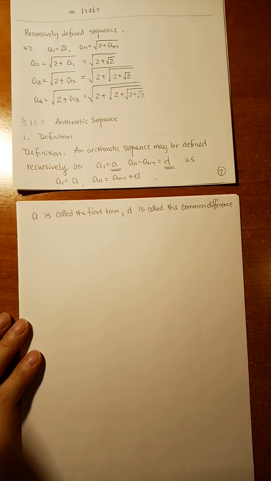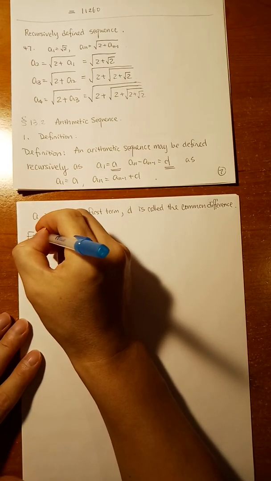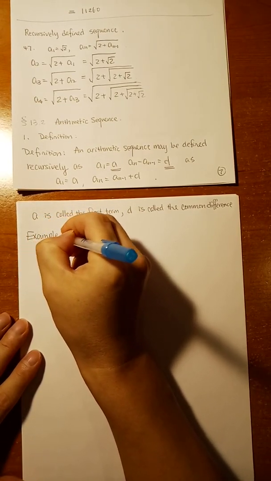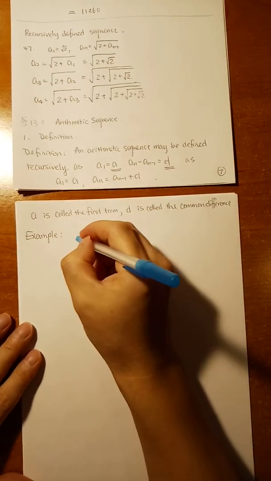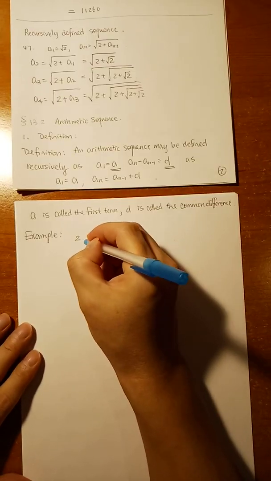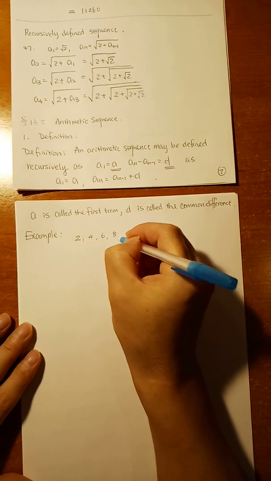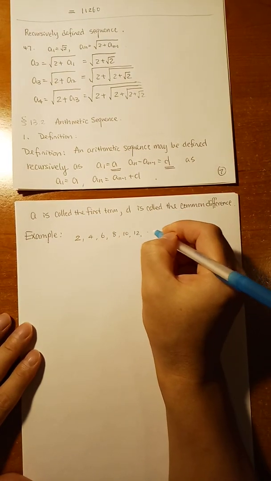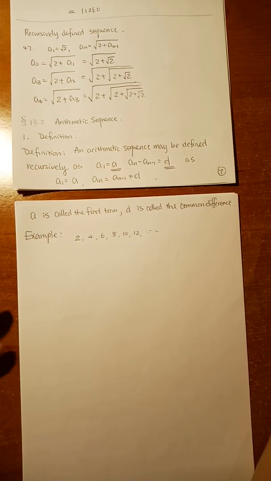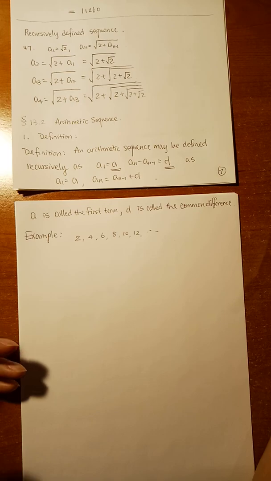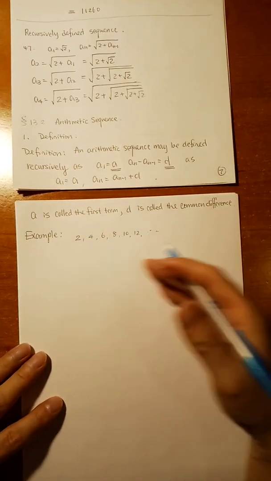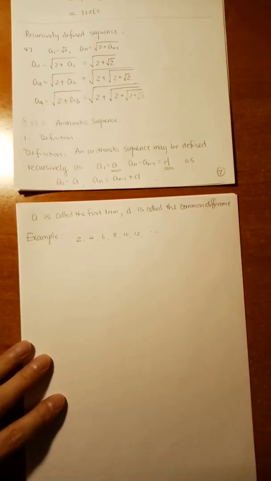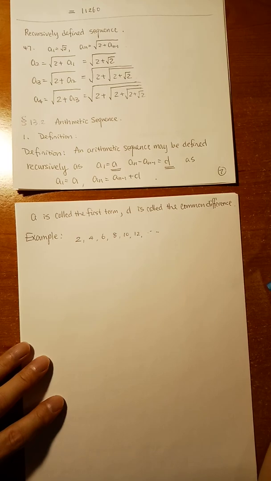Let's see an example. So we have, for example, 2, 4, 6, 8, 10, 12. This is an arithmetic sequence. Every time you just add 2, add 2, add 2. So the common difference is 2, right? Every time you add 2.